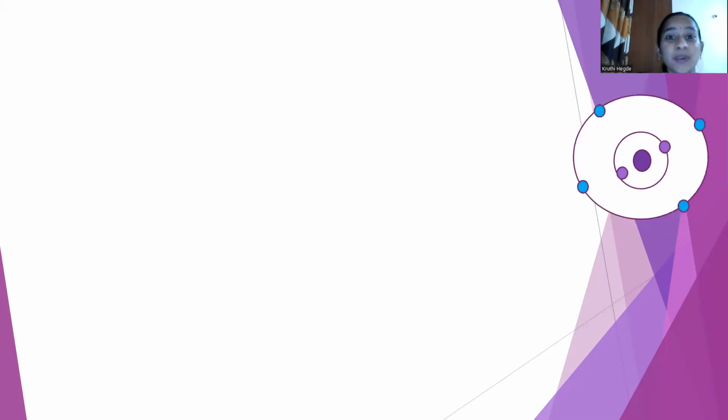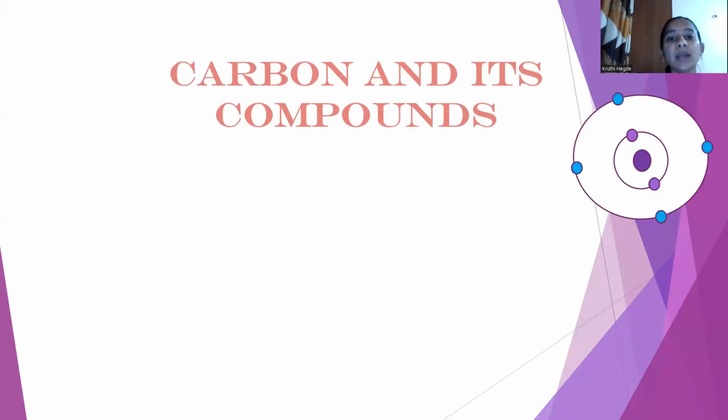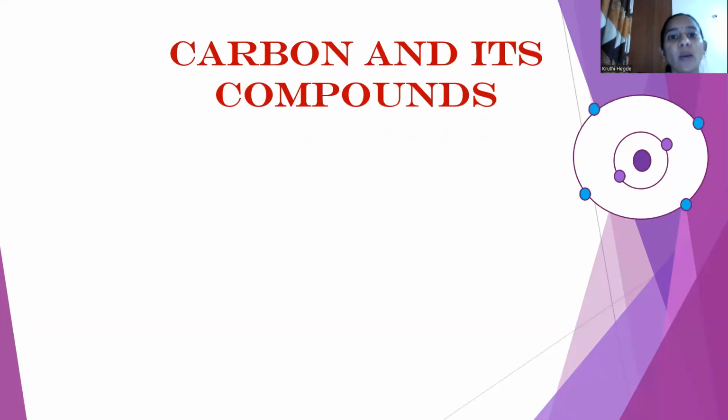This video is the beginning of another chapter from your chemistry second term book, that is carbon and its compounds. Very important chapter and a new concept that you have not learned till ninth standard. Okay, so carbon and its compounds. So here you are seeing an animation where an atom is revolving, right?